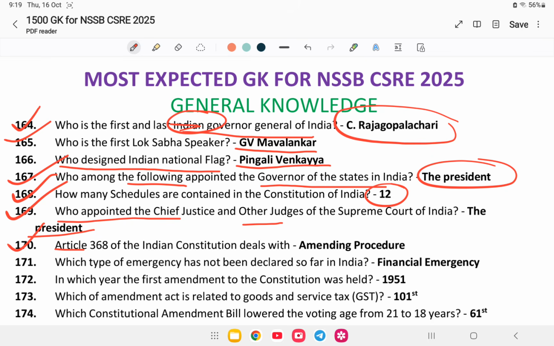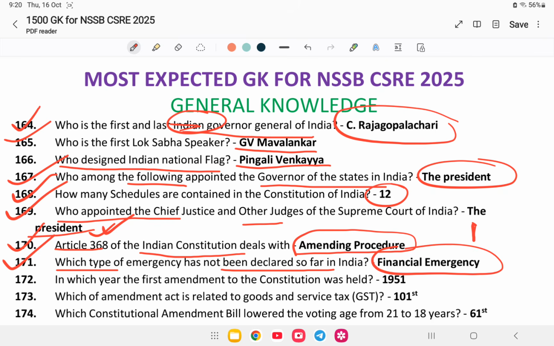Question number 170. Article 368 of the Indian Constitution. Article 368 is the Constitution amendment grolela procedure din ase. 171. Which type of emergency has not been declared so far? The financial emergencies. Both national emergency or state emergency to declare korna ase. However, financial emergency to ida be declare korna nai.